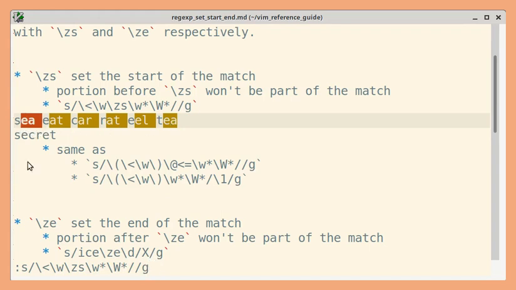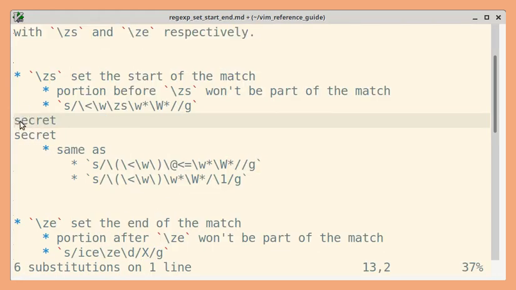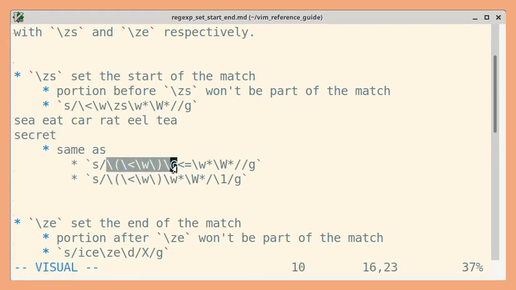So you can see the first character of the word is not part of the match. After that, we have 0 or more word characters and 0 or more non-word characters. So if we execute this substitute command, we'll get this secret. So let's undo that. The same thing you can also implement using lookarounds or using capture groups.